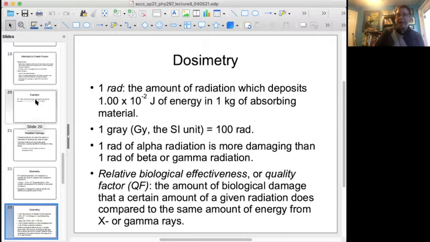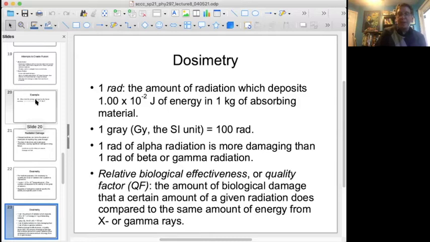1 rad, another type of radiation unit, is the amount of radiation which deposits 1.00 times 10 to the negative 2 joules of energy in 1 kilogram of absorbing material. One gray, the SI unit, deposits 1 joule of energy per kilogram, and that corresponds to 100 rads.